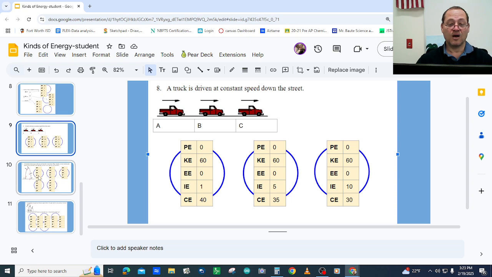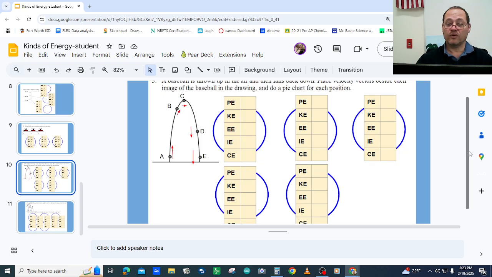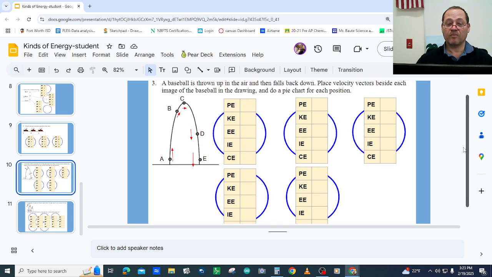All right. Let's do number 9. For number 9, you have a baseball that has been thrown up. So you can see at point A, the baseball is moving very fast. And as it goes up, it's slowing down until it gets to point C. At point C, it stops going up. That's the turning point, and then it starts coming down. And as it comes down, it's accelerating. So it's speeding up. It's going faster and faster.